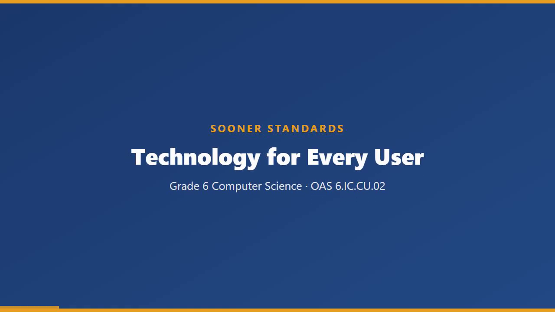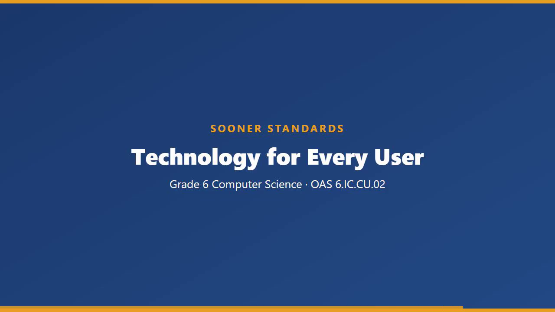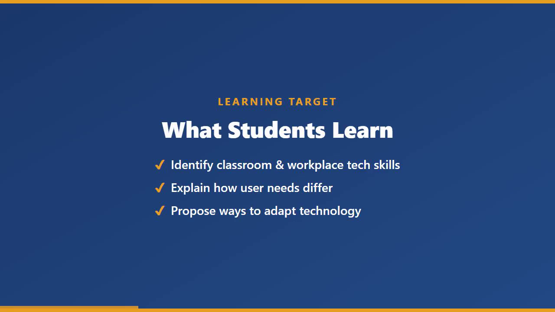From Sooner Standards, Technology Proficiencies for Classroom and Workplace, a complete Grade 6 computer science unit for Oklahoma Standard 6ICCU02. Students learn to identify and discuss the technology proficiencies needed in the classroom and the workplace, and how to meet the needs of different users.